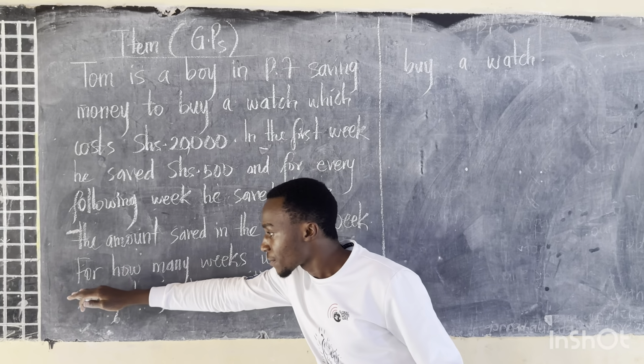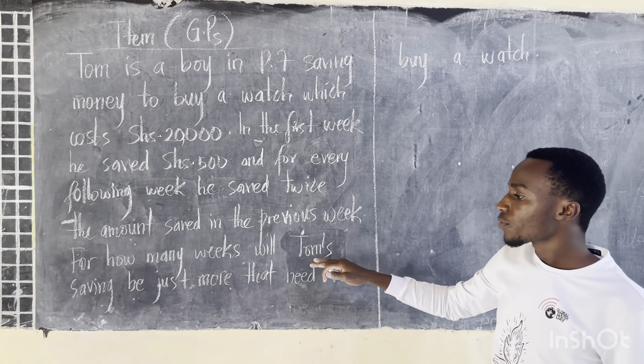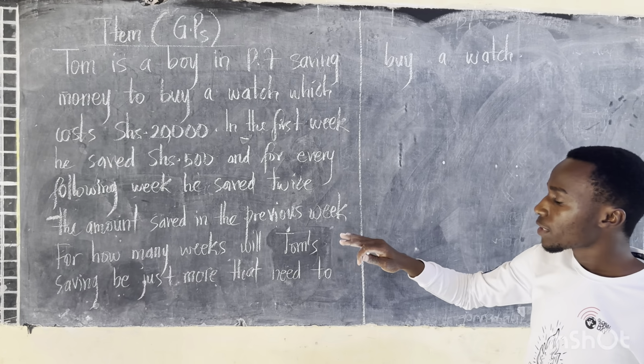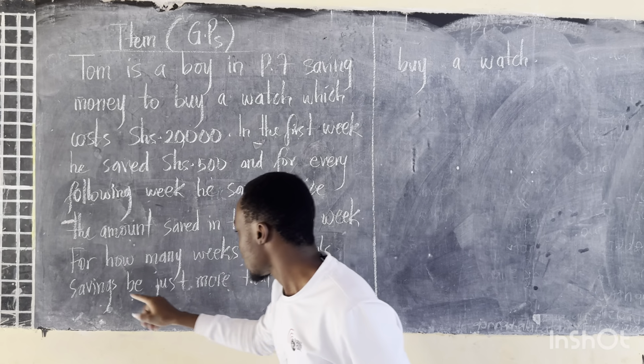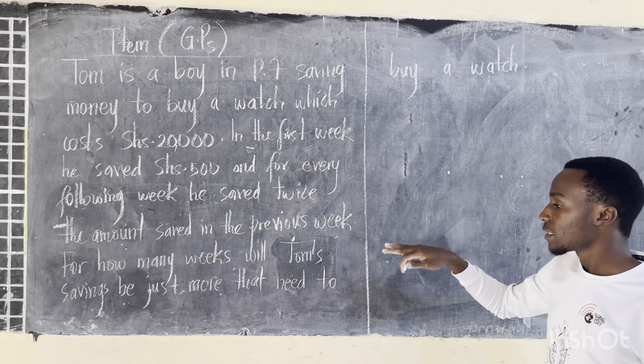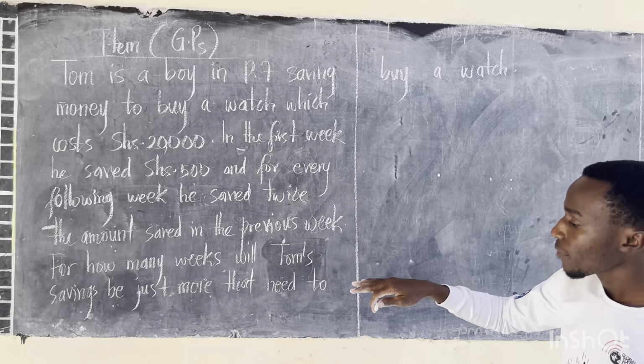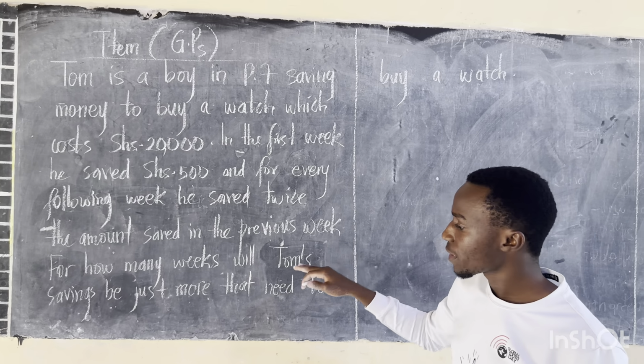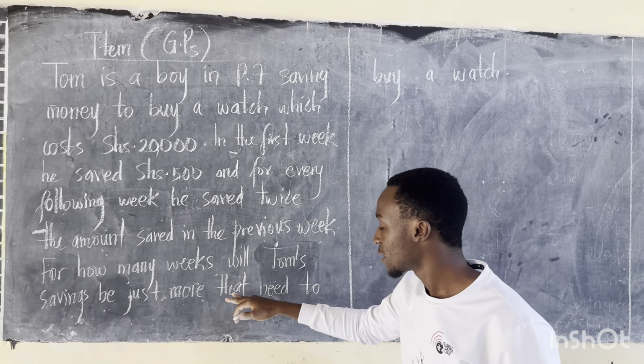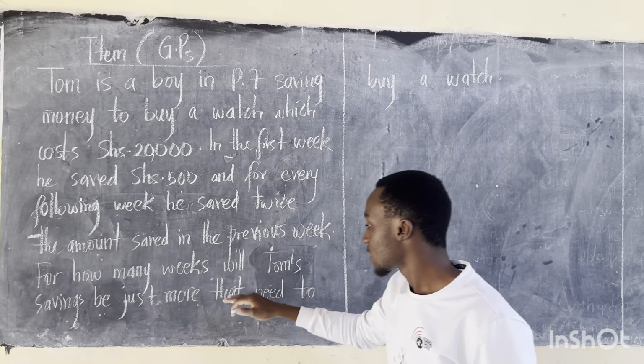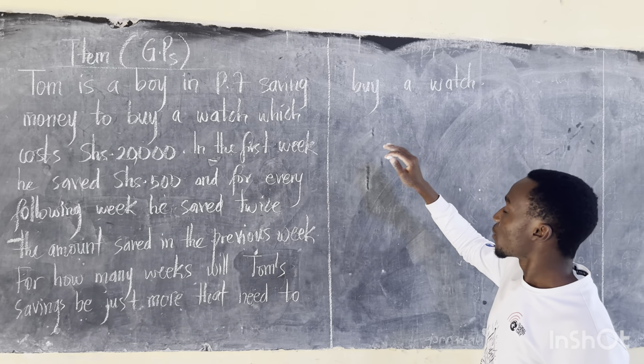So they are asking us, for how many weeks will Tom's savings be just more than or more than that needed to buy a watch?